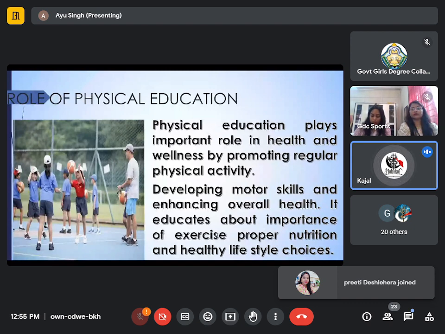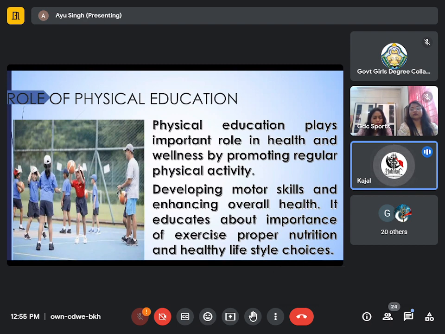What is the role of physical education? Physical education plays an important role in health and wellness by promoting regular physical activity, developing motor skills and enhancing overall health. It educates about the importance of exercise, proper nutrition and healthy lifestyle choices.